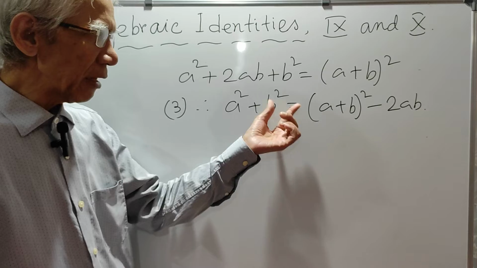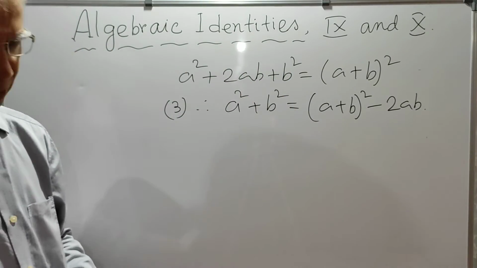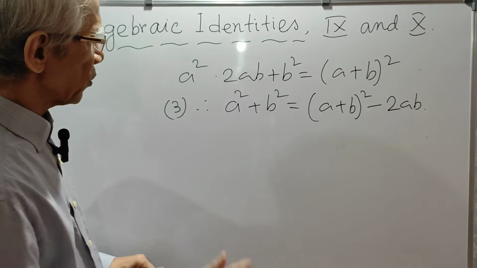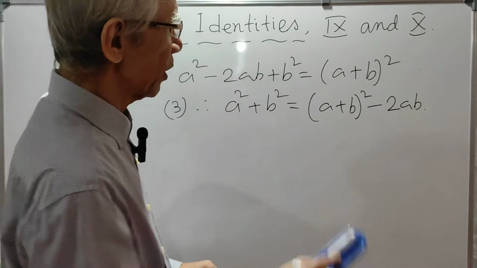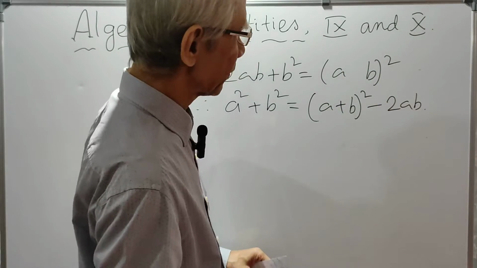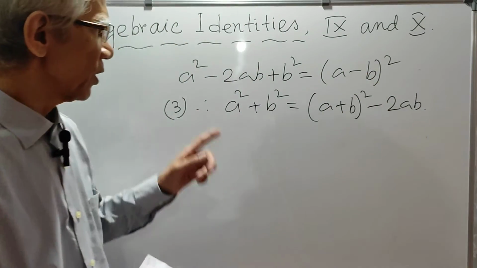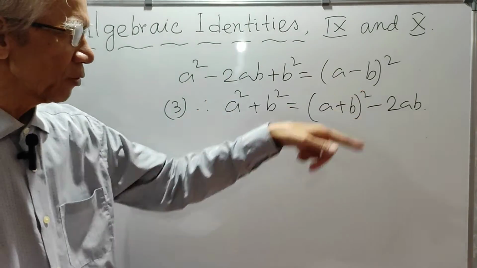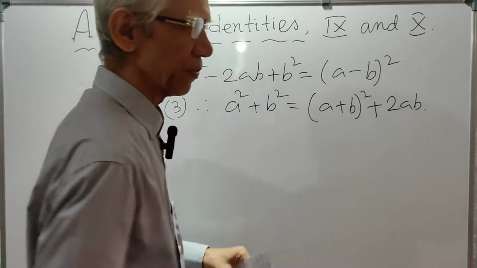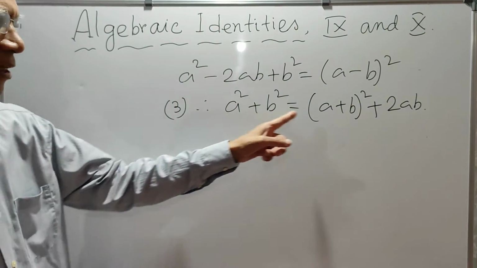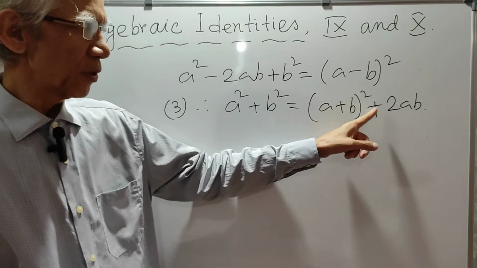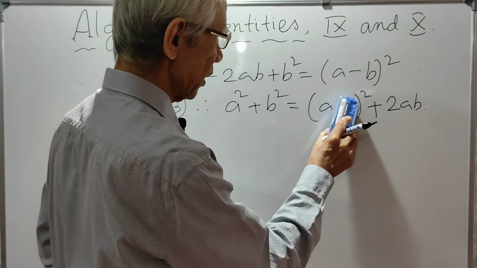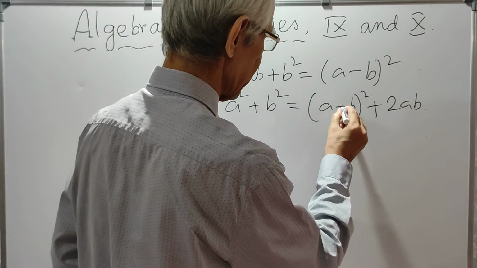Now the same identity can be obtained from the second identity also. Now what was the second identity? A square minus twice AB plus B square equal to A minus B whole square. So this was the second identity. Now what is A square plus B square from here? Minus twice AB take to the other side, it will become plus. They followed? So this is the third identity. A square plus B square equal to A minus B whole square plus twice AB.